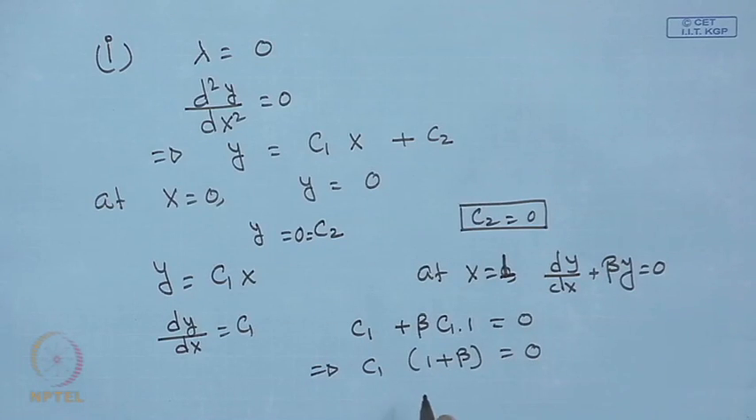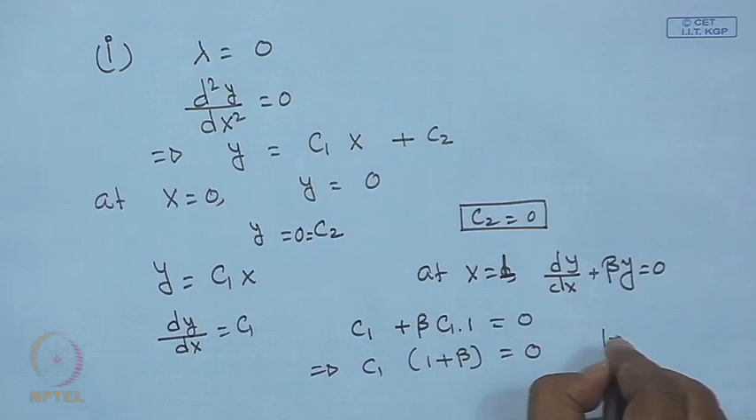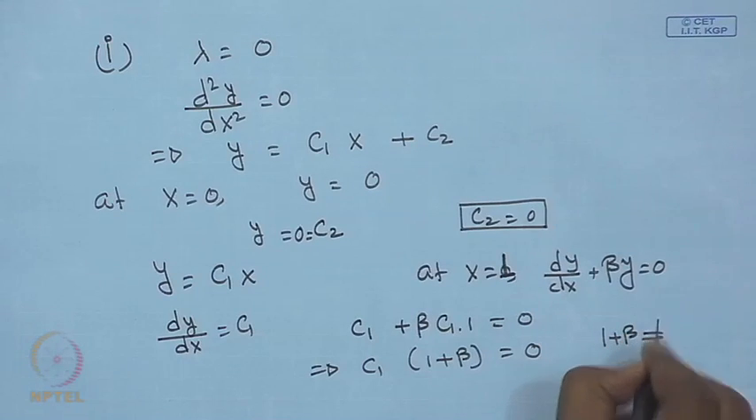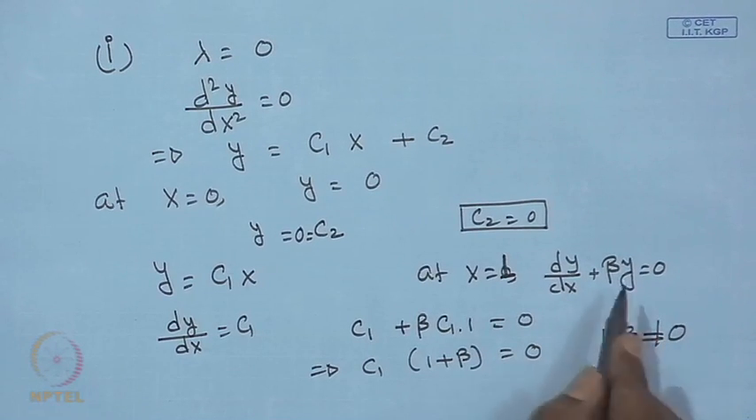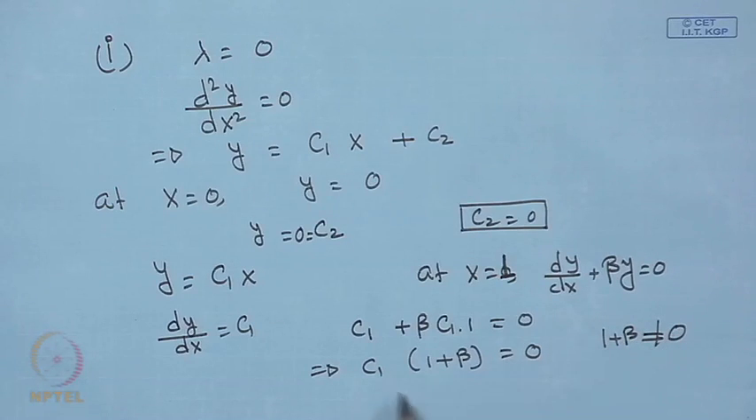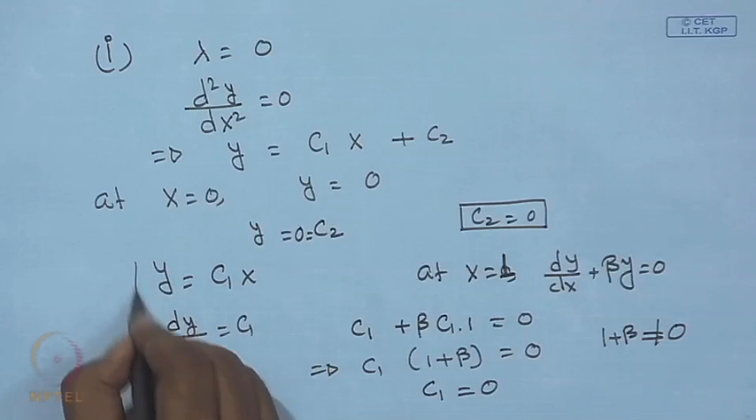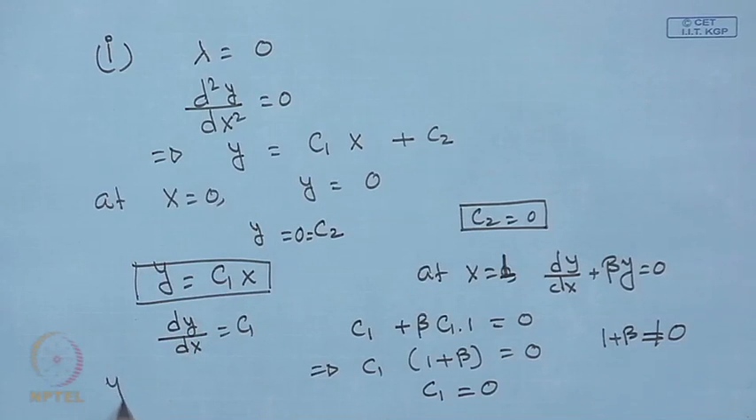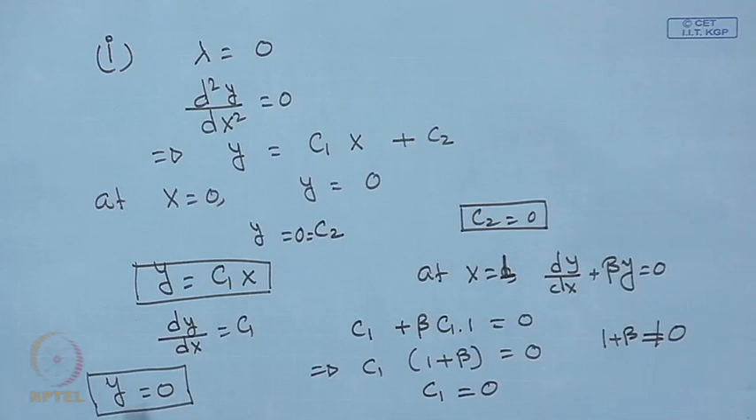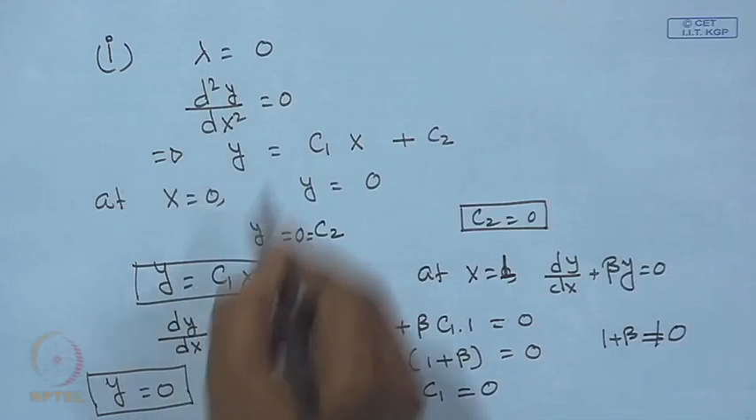Now, beta is a constant, it is a positive constant. So, therefore, 1 plus beta is always positive, it cannot be equal to 0. So, 1 plus beta is not equal to 0. So, in order to satisfy this equation, c 1 must be equal to 0. So, if c 1 is equal to 0, what is the form of our solution? This is the solution we had. So, y is equal to c 1 x, c 1 is 0, so y is equal to 0. So, y is equal to 0 is what we are getting as the final solution for this case as well.